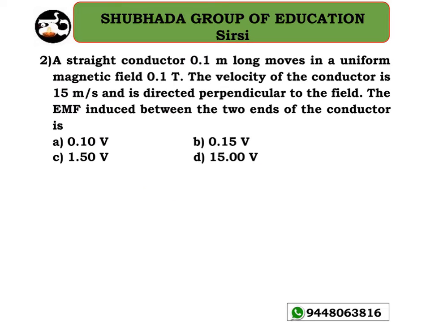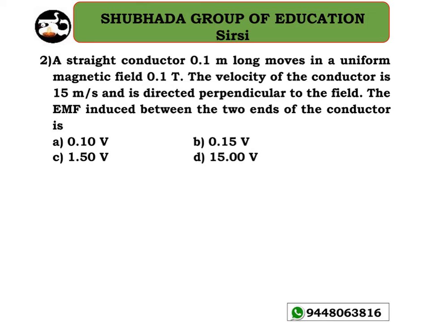Next problem. The next problem says that a straight conductor 0.1 meter long moves in a uniform magnetic field of 0.1 Tesla. The velocity of the conductor is 15 meter per second and is directed perpendicular to the field. The EMF induced between the two ends of the conductor will be?